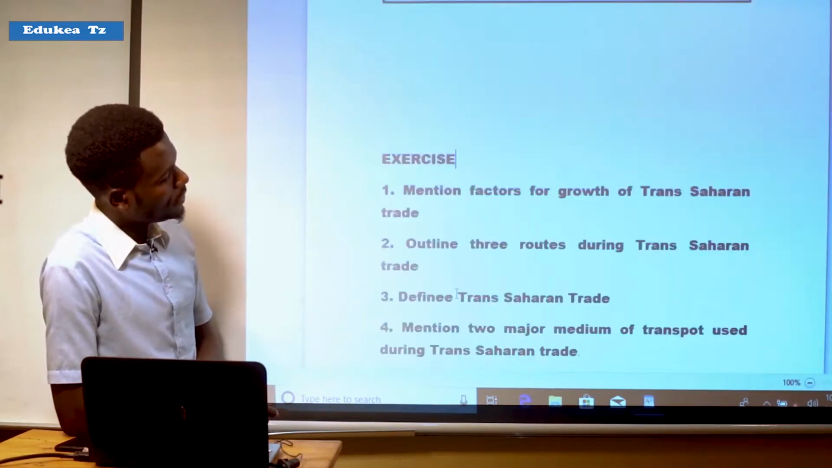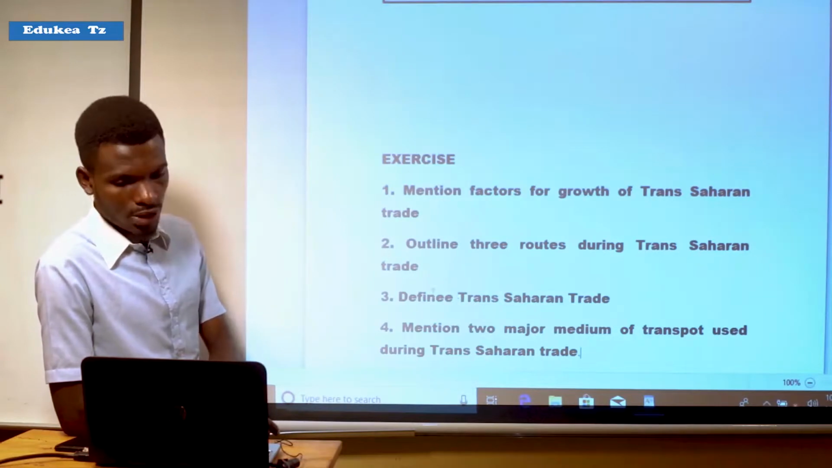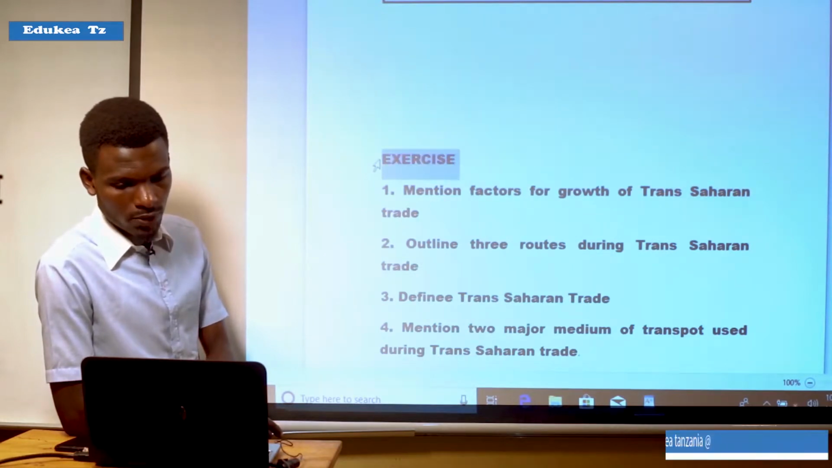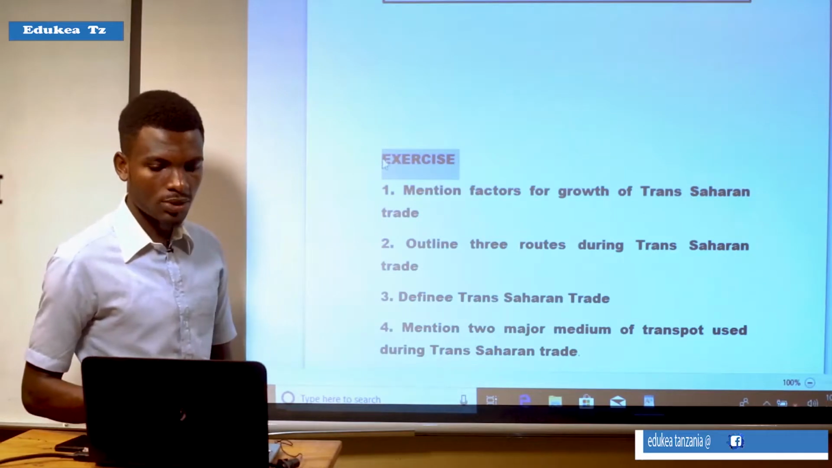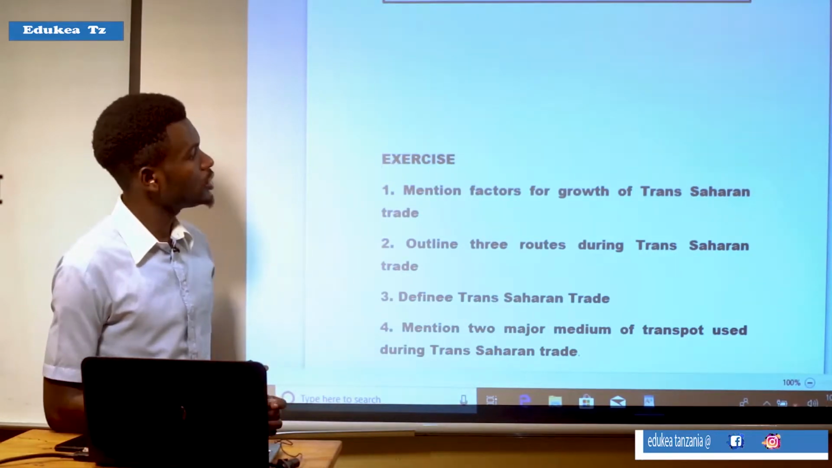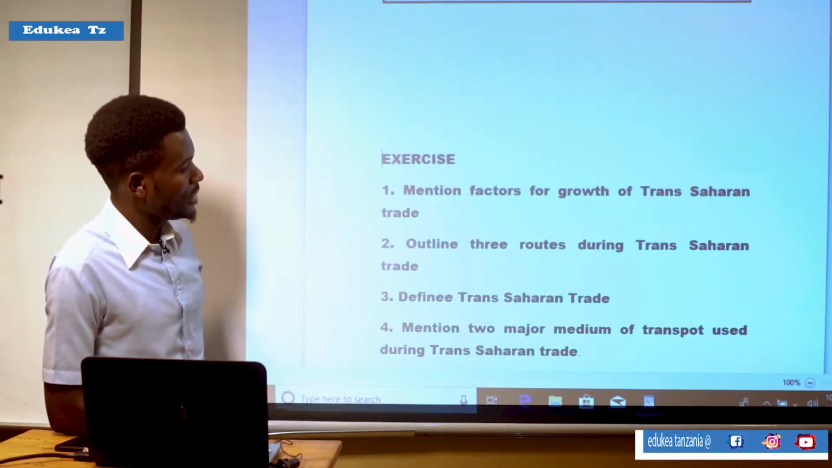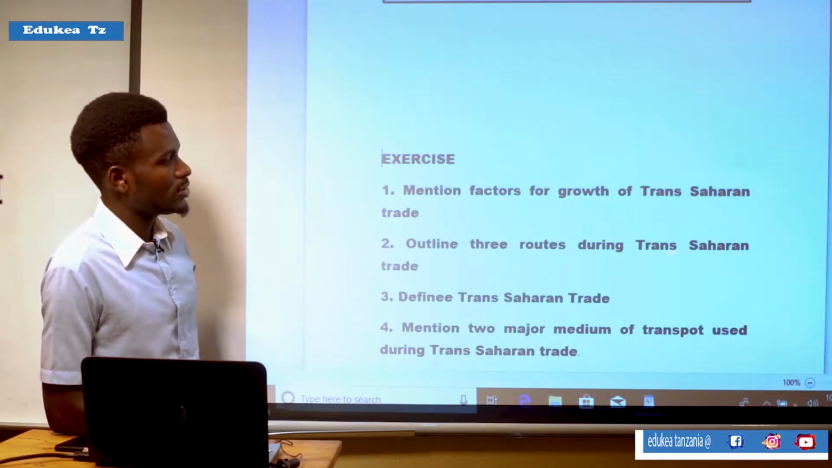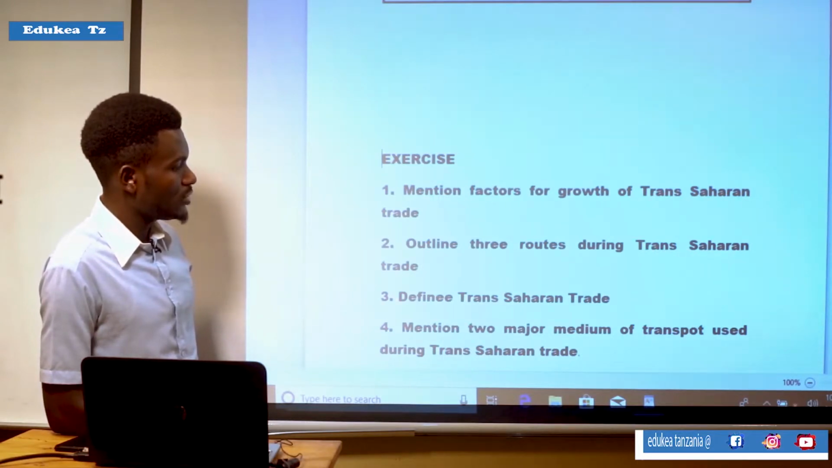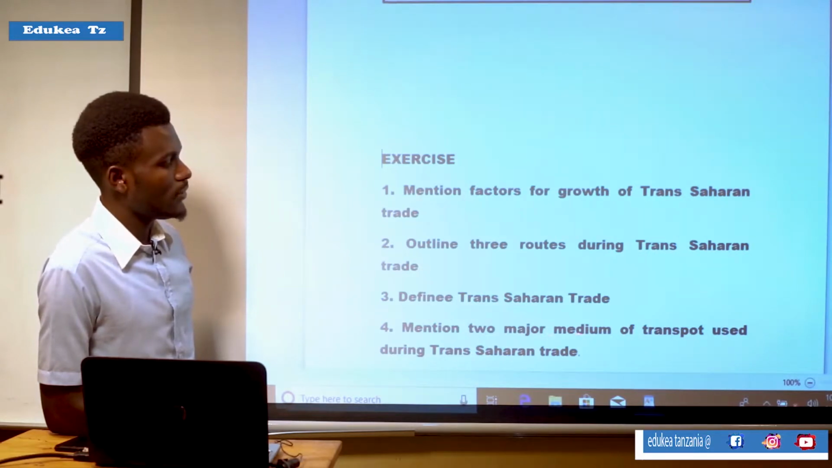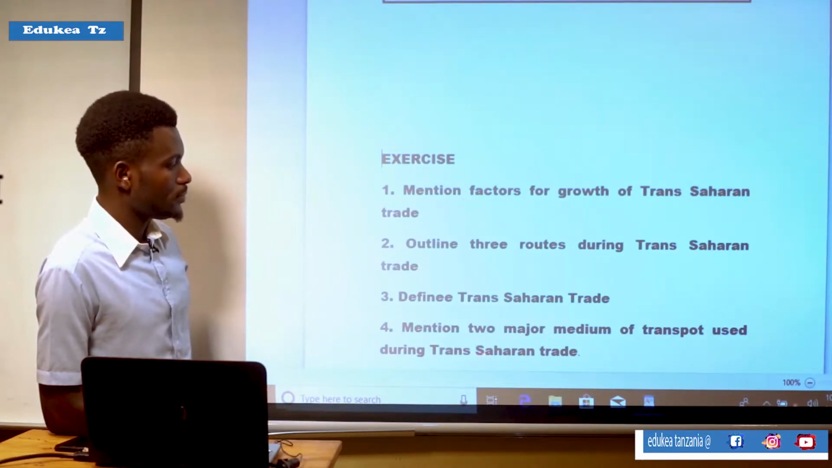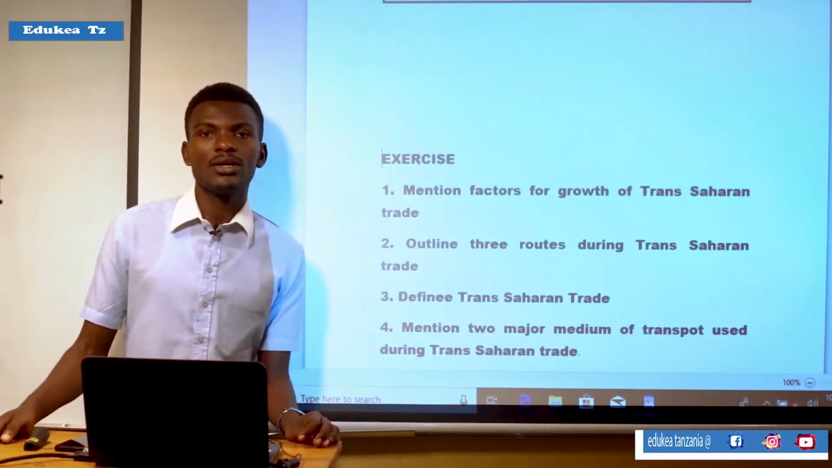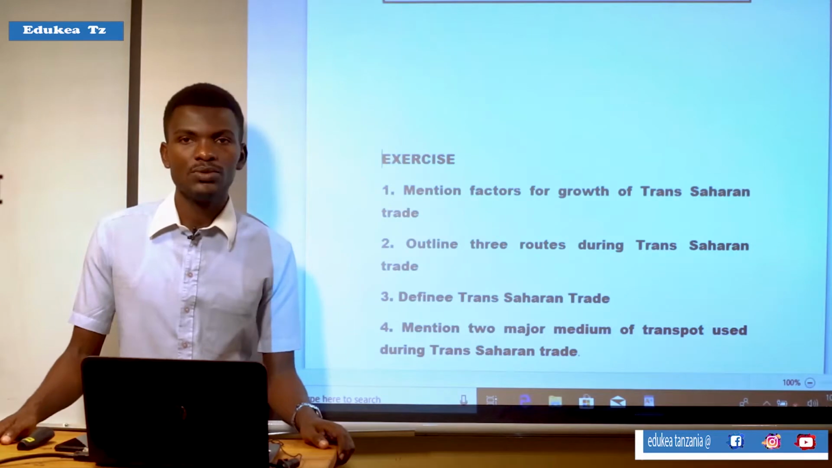So let us see the exercise, as it marks the end of our topic, also the end of our lesson. I would like to give you some questions which comprise 4 questions. The first one: mention factors for growth of transatlantic trade. The second: outline 3 routes during transatlantic trade. The third: define transatlantic trade. And the last: mention 2 major mediums of transport used during transatlantic trade. So these are the questions which you have to perform, Form 1 students, to measure your understanding of the session which we have done.